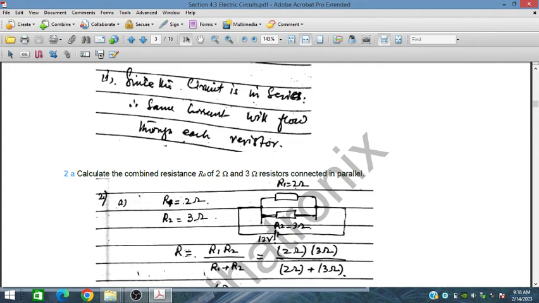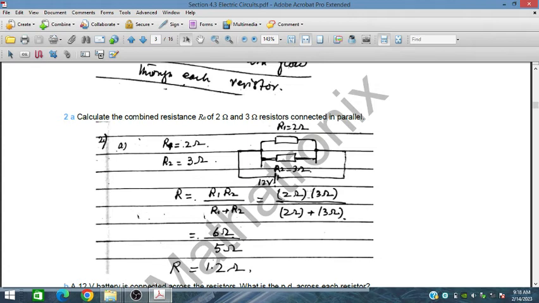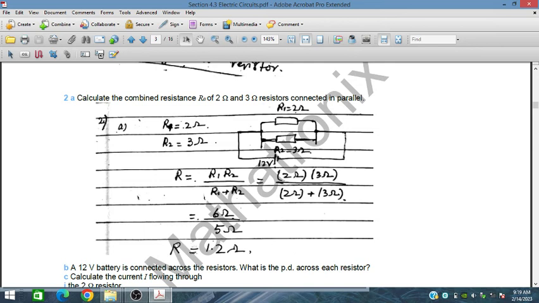So in this case, R equivalent is equal to R1 into R2 divided by R1 plus R2. This is 2 ohms and this is 3 ohms multiplication, and this is 2 ohms plus 3 ohms addition. So this is 6 and this is 5. So 6 divided by 5. The effective resistance will be lesser in this case, so the resistance is 1.2 ohms.